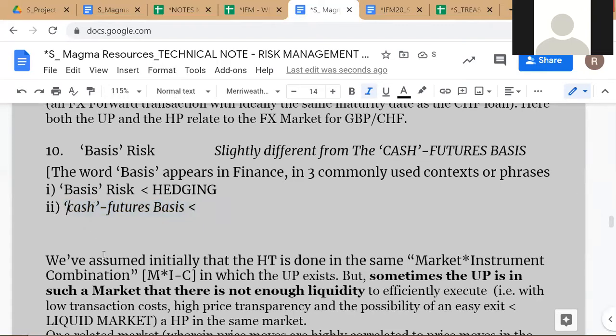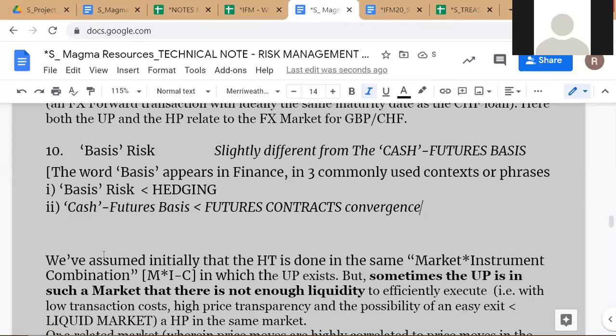Cash futures basis. You can say this is when you study futures contracts, and this is about the convergence.